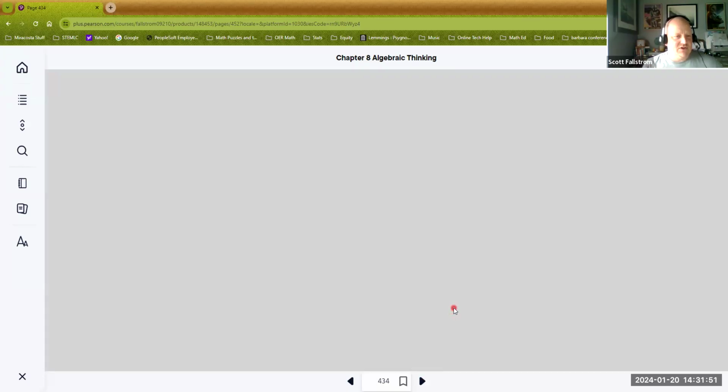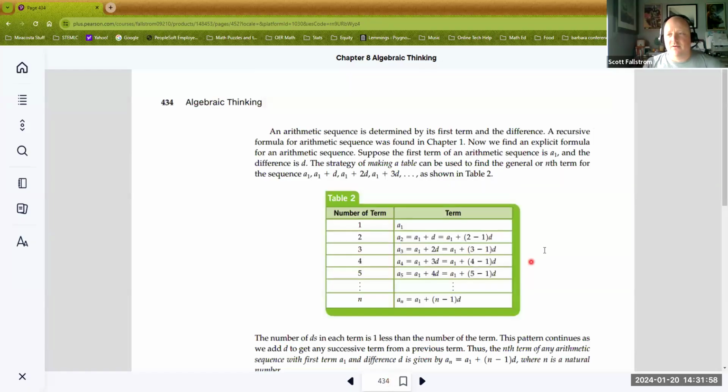As soon as the page loads, it is like really raining right now. So maybe that's why my internet connection is slow. Okay, there we go. Okay.